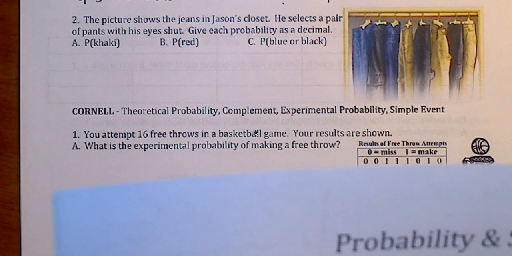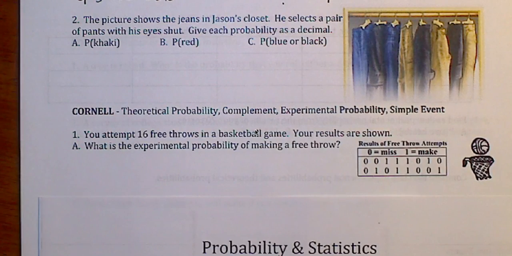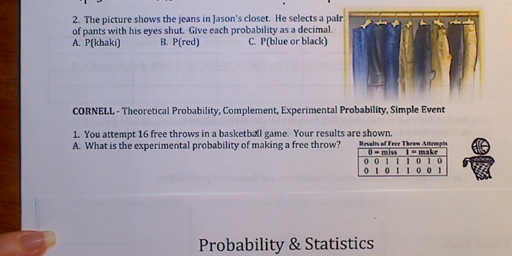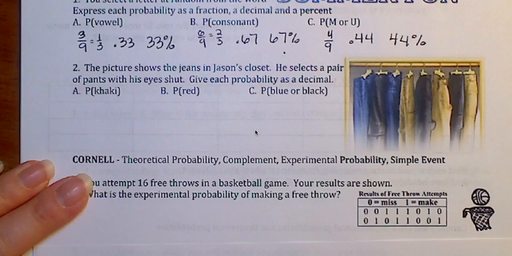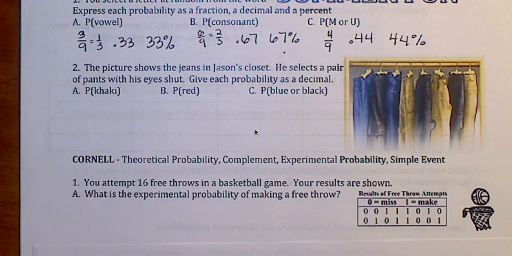Okay, so let's talk about the next one, number 2. The picture shows the jeans in Jason's closet. He selects a pair of pants with his eyes shut. Give each probability as a decimal. So we're giving it as a decimal. I want you and your partner to do number 2, A, B, and C. So pause the video here.